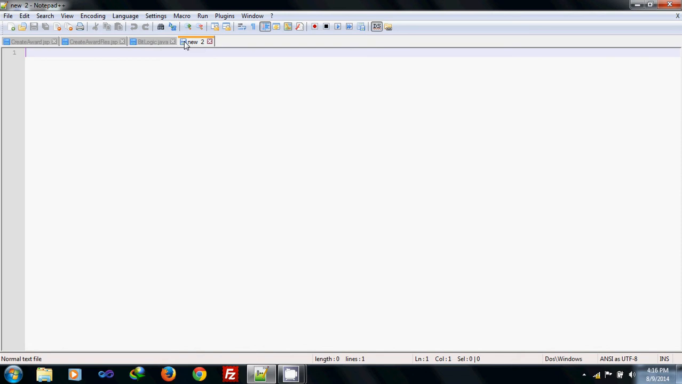Suppose we write 3. 3 is denoted with 011, and similarly 5 is 101. Yes, this is how bits operate.